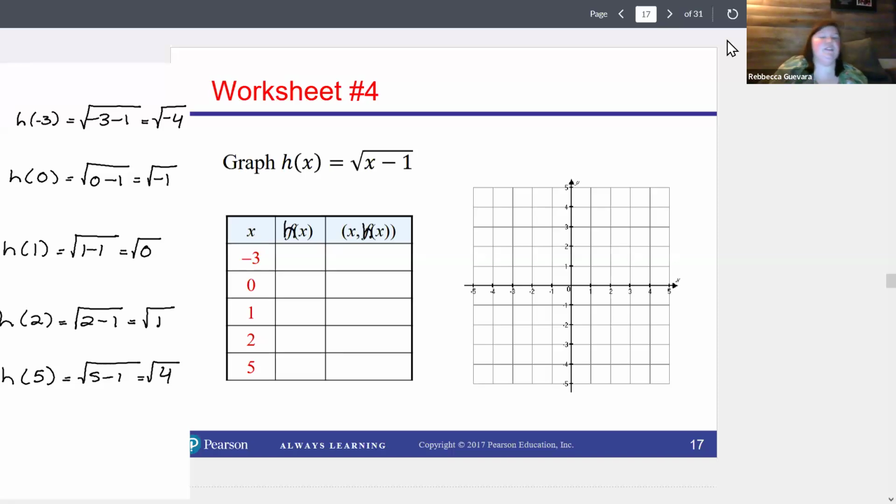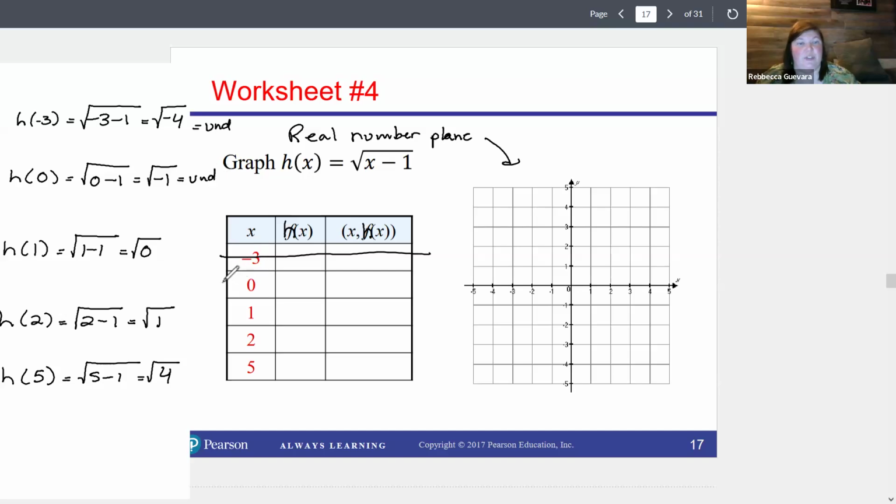Okay. So you may have noticed that some of these points I can't actually graph. If I'm in the real numbers, which is what we graph in, this is a real number plane. If x is negative 3, then that gives me the square root of negative 4, and that is undefined. So we simply don't graph this point. Same thing here, this one's undefined. We simply don't graph that point. So we can't just put any number into x, only certain ones are going to work.